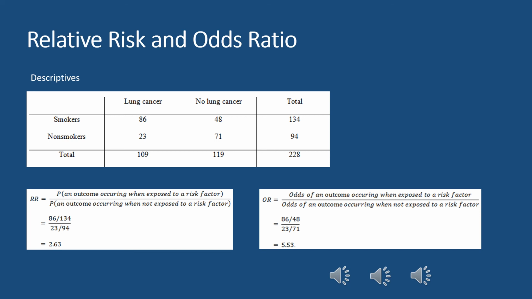The calculation for the odds ratio is different. It's the odds of an outcome occurring when exposed to a risk factor over the odds of an outcome occurring when not exposed to a risk factor. So here you're going to divide the number of smokers with lung cancer by the ones that don't have lung cancer, and then you will divide that by the non-smokers with lung cancer divided by the non-smokers without lung cancer, and then you will come up with your odds ratio.